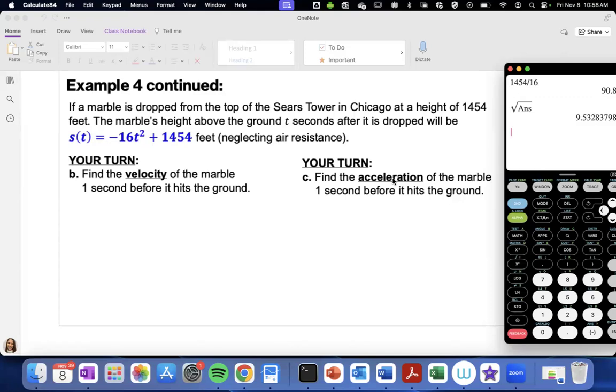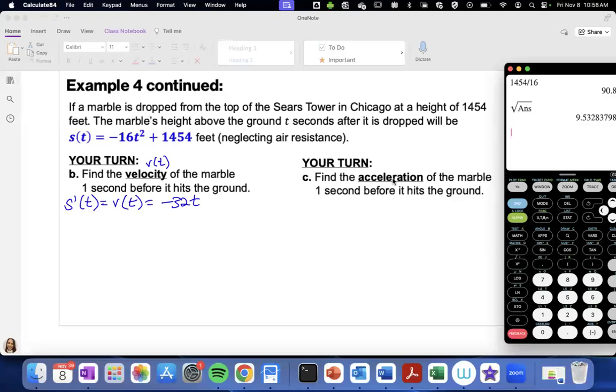Okay. All right, so let's chat. Remember, velocity is the derivative of position. So S prime of t, the velocity function, we use V of t, don't forget. So it equals V of t, and that is negative 32t, right? That's the derivative of S.